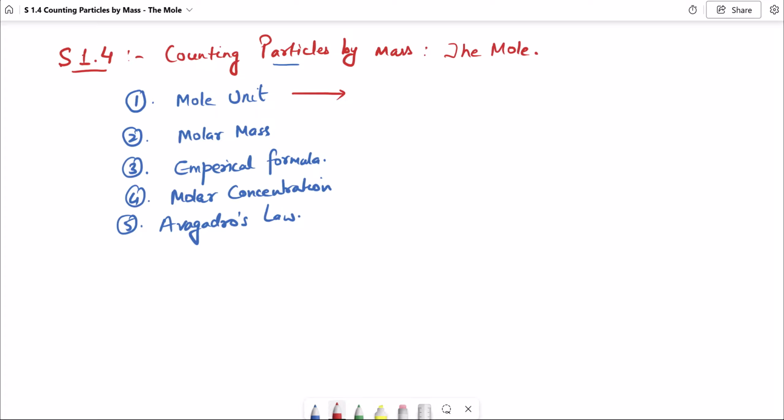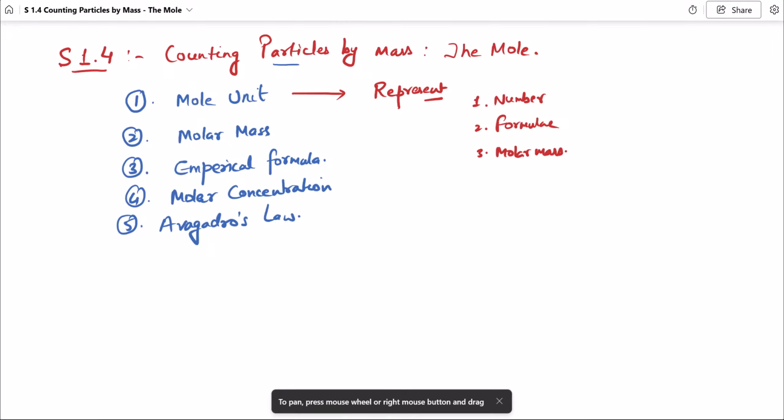The mole actually represents many things. First, the mole represents a number. The mole also represents a formula. The mole also represents molar mass. So there are so many things the mole does, and we will talk about these one by one in this unit.